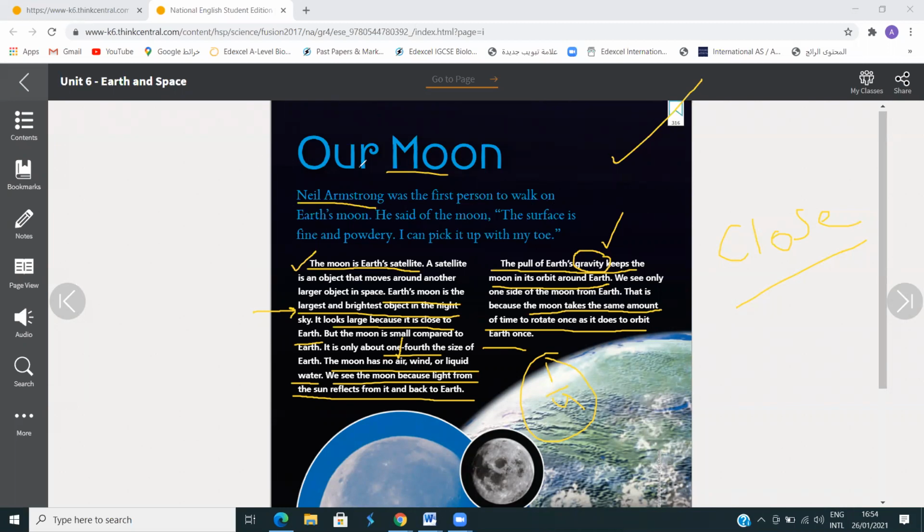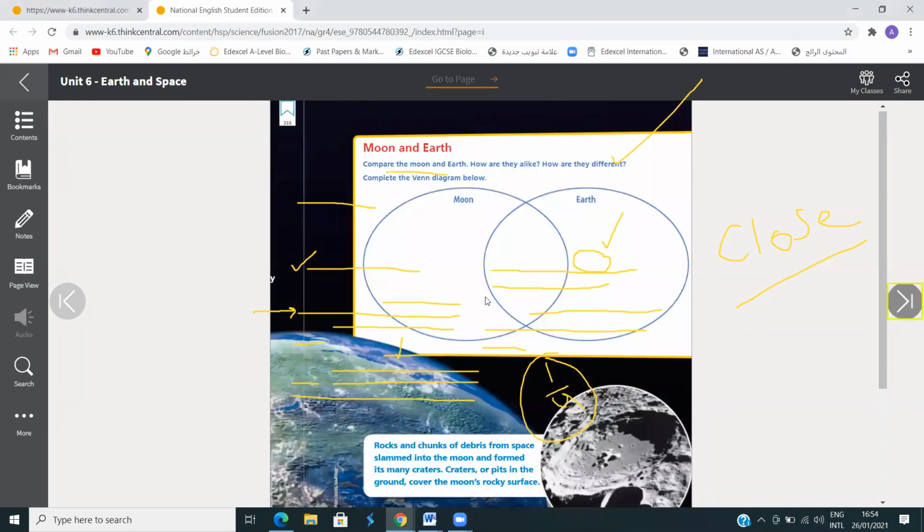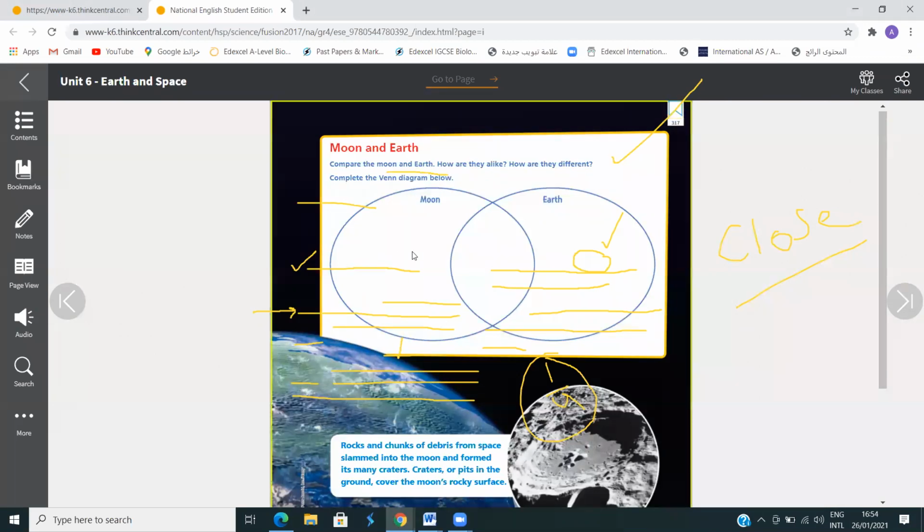My students, please study this page well and solve this question in your homework. And I will ask about these two pages, inshallah, tomorrow.